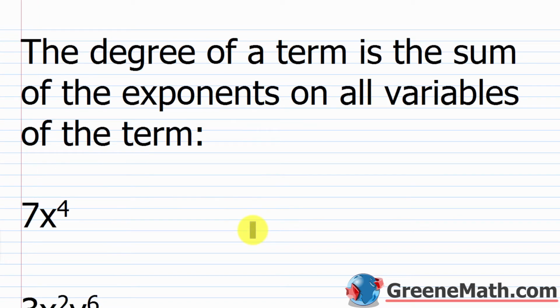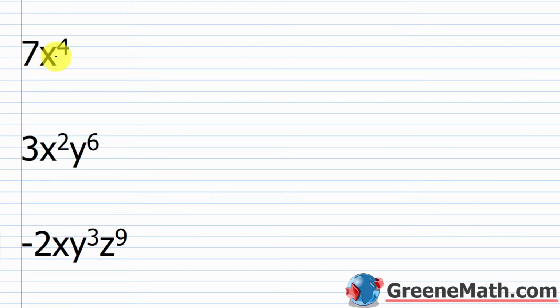All right, so kind of the next thing we want to talk about is the degree of a term. Okay, so you're going to have a degree for your term, and then you're going to have a degree of the polynomial. They could be the same or they could be different. Just depends on the situation. So the degree of a term is the sum of the exponents on all variables of the term. So for example, if I want to look at 7x to the fourth power, what's the degree of this term? Well, if I look at the definition, again, the degree of the term is the sum of all exponents on all variables of the term.